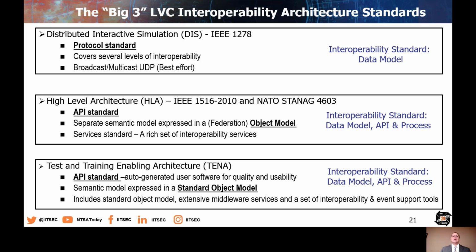The bottom one, TENA, not only did it define the architecture and the standards, it's a government provided solution. So it also is a GOTS product. Everything that TENA develops, government can use it for free. So there is an API standard. They have auto-generated software to make things easier to use. It also has a standard object model and it has middleware services, just like HLA.